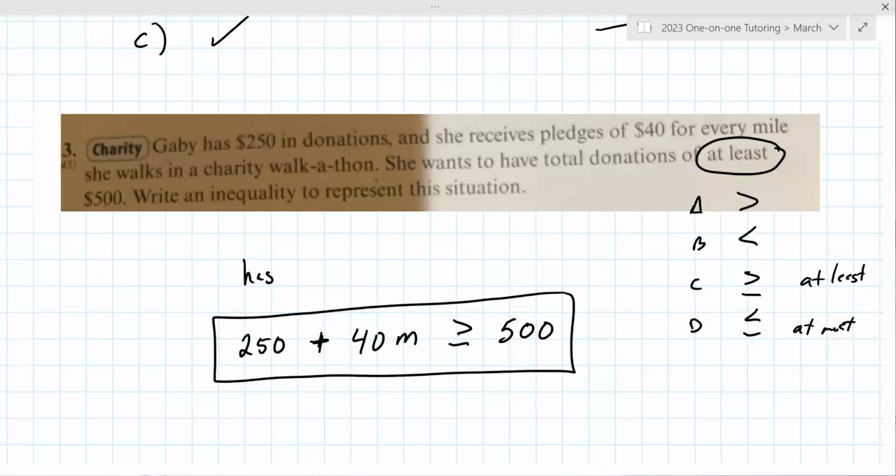$250 plus 40. Yeah, okay. So a better question would be to find out, how many miles does she need to walk to meet her goal? But that is it for 13. So we will move on here to 14.